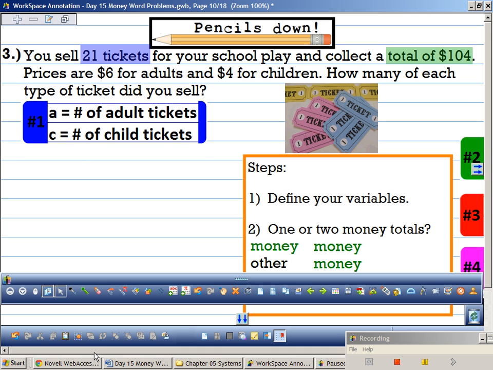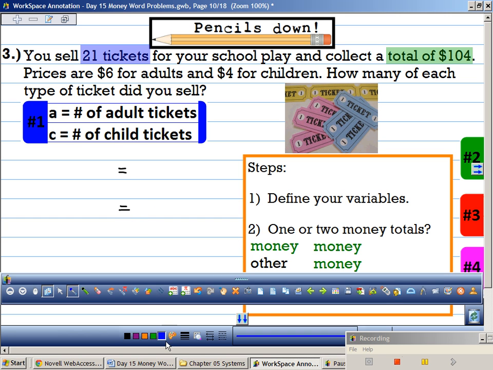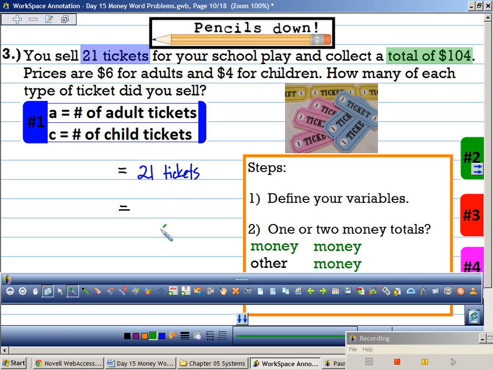Right? I need to define my variable. We're talking adult tickets and child tickets. All right, so I'm going to go back. Let's start with our totals. 2 different totals. What was the first total that I highlighted? 21. 21 tickets to be exact. And what was my second total that I highlighted? 104.